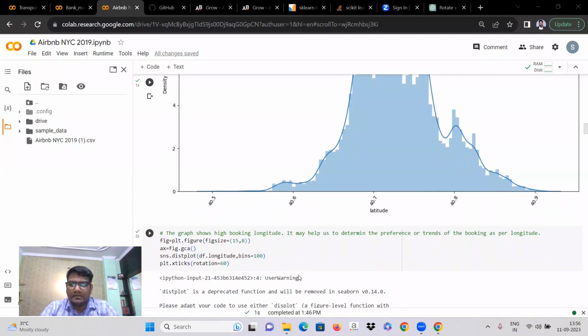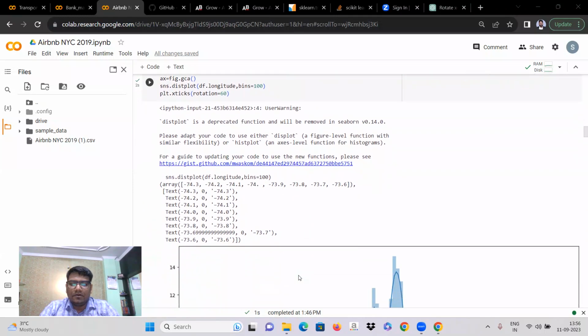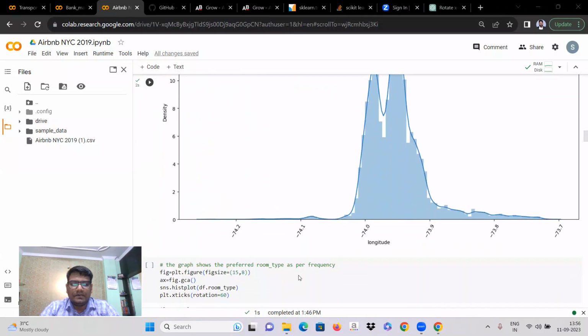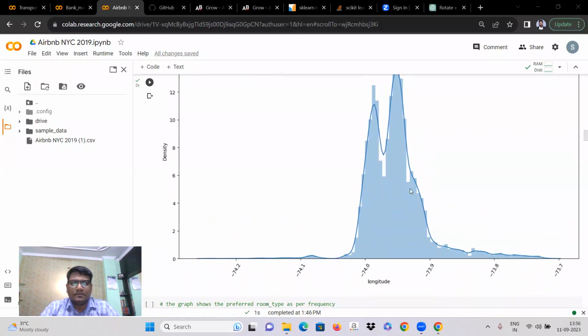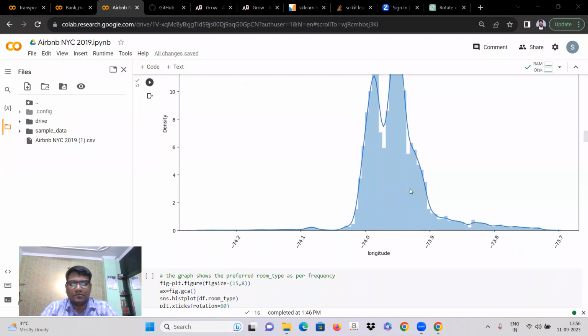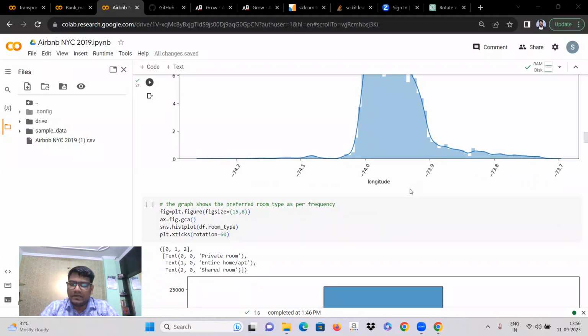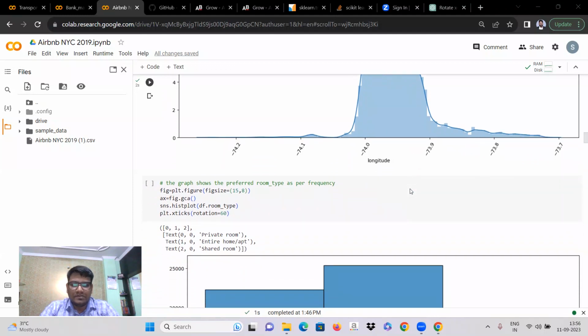Moving further, we'll check the same information for longitude. In the longitude, we see a behavior where customers prefer to stay at longitude -74 to -73.9. Combining both these data, there will be a kind of square or rhombus shape of a place where customers have preferred to stay.